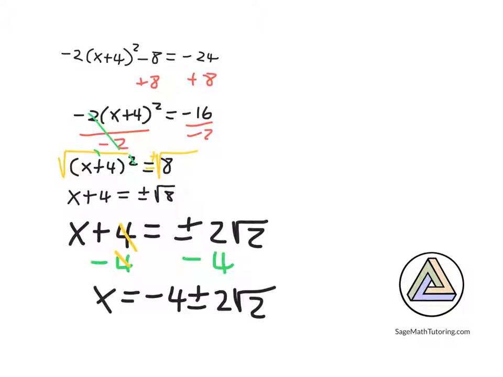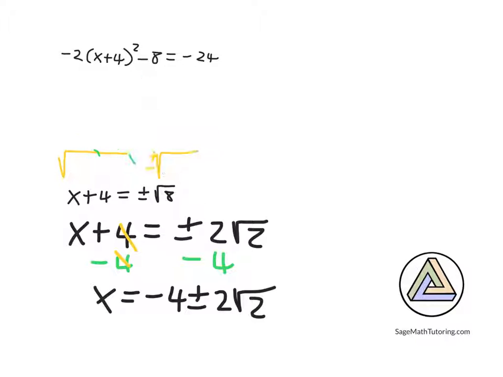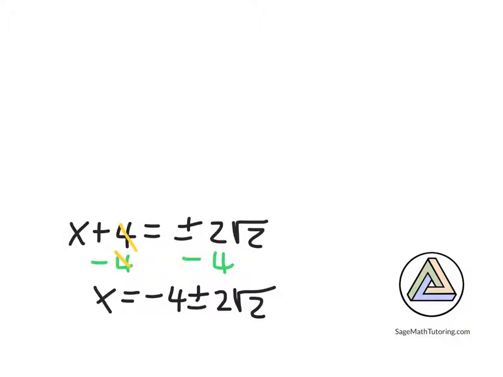Now, make no mistake about it, there are two solutions to this problem. x equals negative 4 plus 2 radical 2. x also equals negative 4 minus 2 radical 2. Alright, so that is problem number 1. Let's erase some of this stuff. And once again, that is an example of solving by the square root method. We'll just go to a new page.